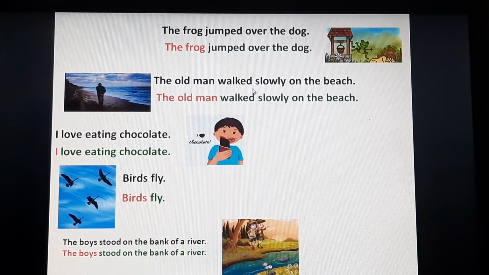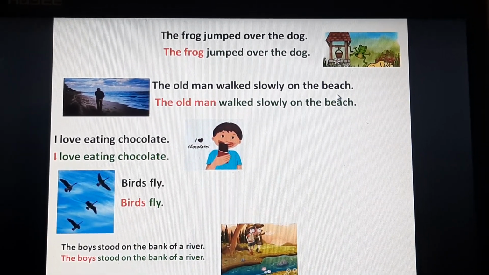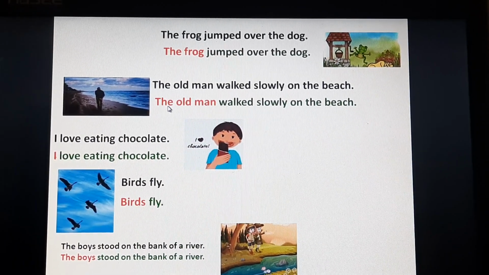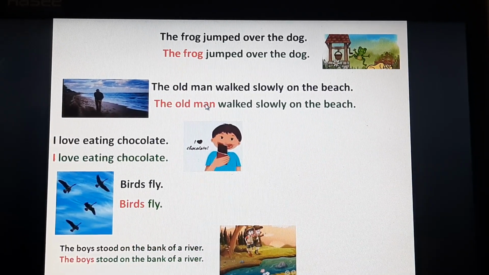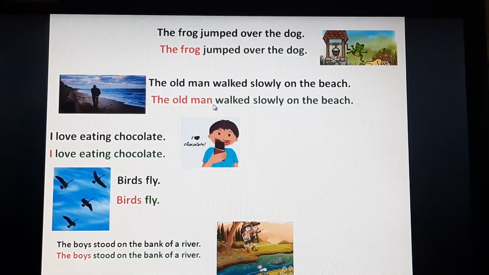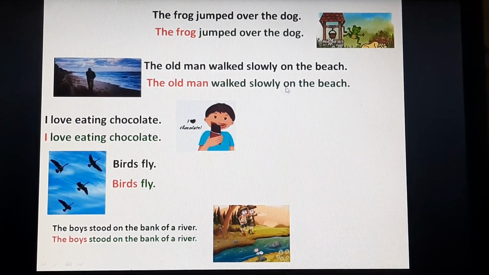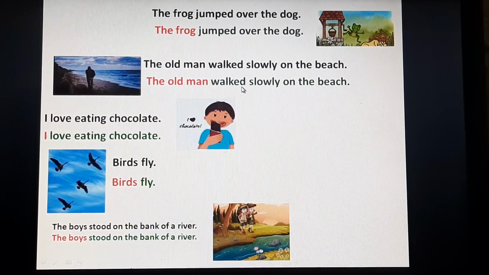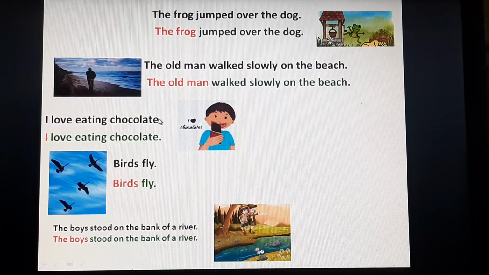The old man walked slowly on the beach. This sentence is talking about the old man. It is a noun phrase. What is he doing? Walked slowly on the beach. This is your predicate. It begins with your verb walked.